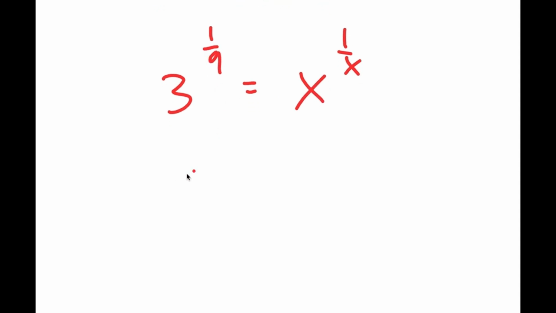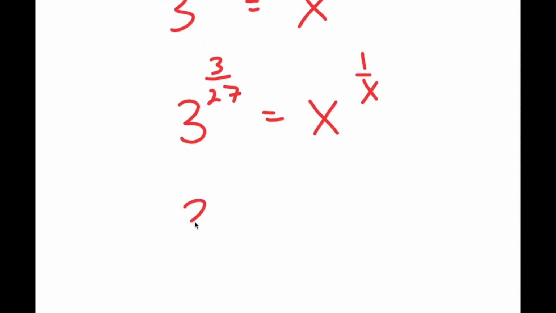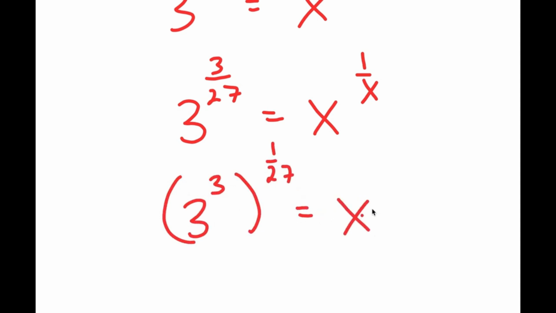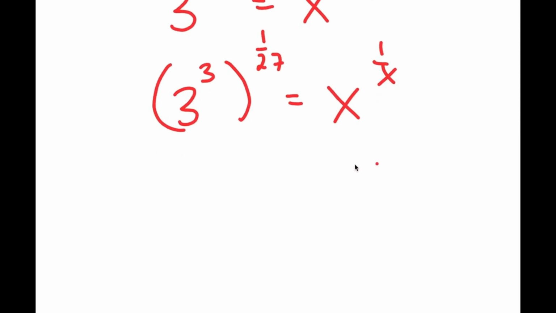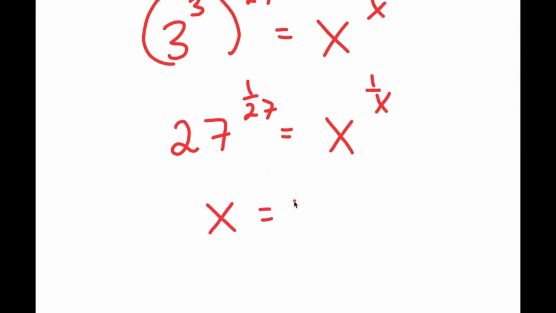Now, 1 over 9 is the same thing as 3 over 27. So now I can rewrite this as 3 to the power of 3 to the power of 1 over 27 is equal to x to the power of 1 over x. And 3 to the power of 3, well, that's equal to 27. So I get 27 to the power of 1 over 27 is equal to x to the power of 1 over x. And notice how these two are in the same form. A number to the power of 1 over that same number, meaning x is equal to 27.